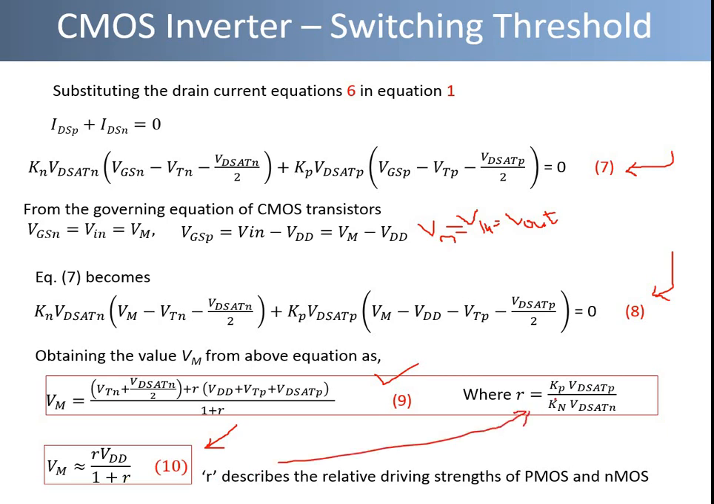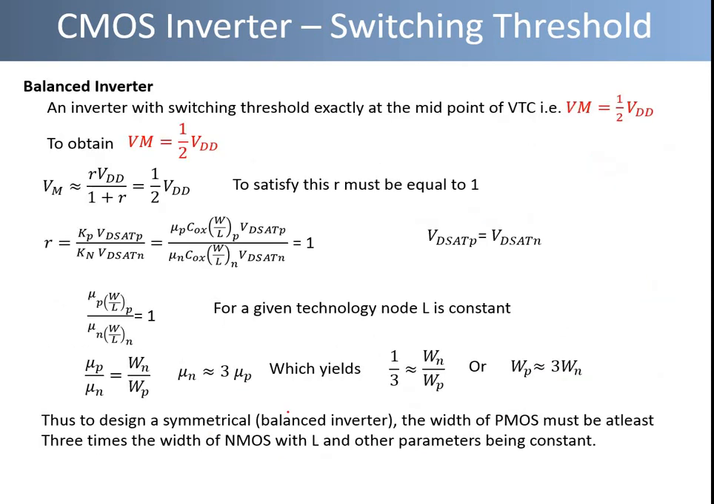Since R is the ratio of gain factors of PMOS and NMOS transistors, it describes the relative driving strengths of these two transistors, and this quantity plays a very important role in determining the switching threshold. The switching threshold is normally a design parameter and it can be any value between 0 and VDD, and that particular value of Vm determines the 0 to 1 and 1 to 0 transition of the inverter, and also it controls the noise rejection properties of the inverter.